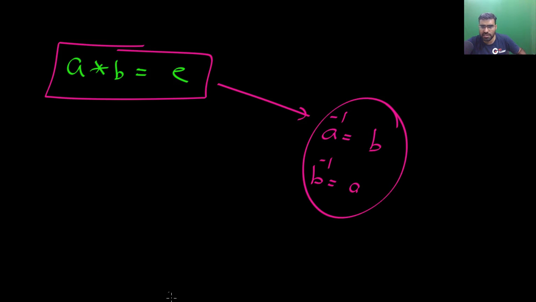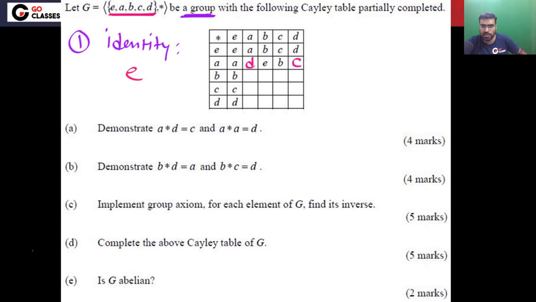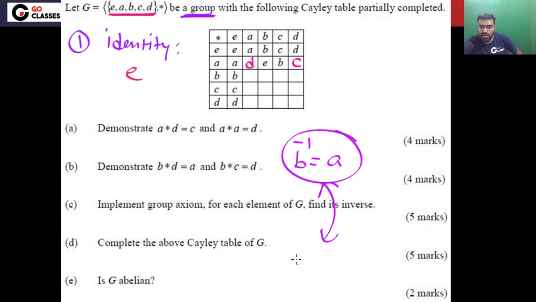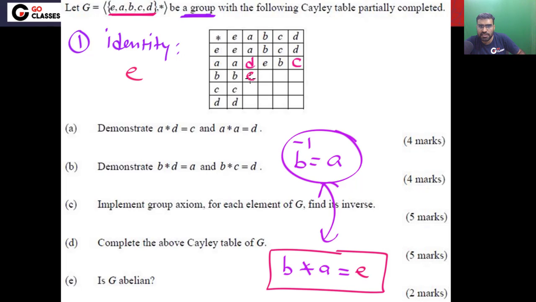Okay, so this we have already seen. Now how to use it? You can see B inverse, I am telling you that B inverse is A. So what does it mean? If B inverse is A, meaning the inverse of B is A, then B star A, by the definition of inverse, will be the identity element. So I can say this entry B star A will definitely be E. This is the identity element. So I got this entry also.